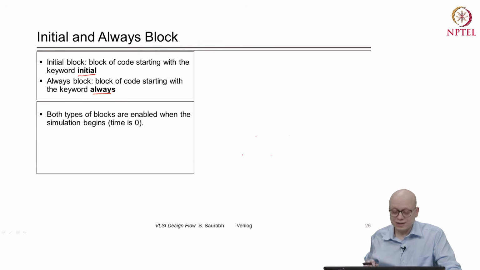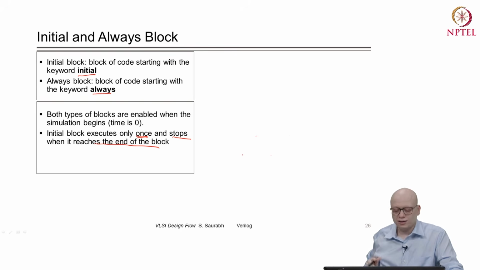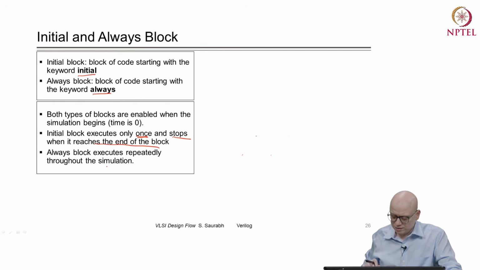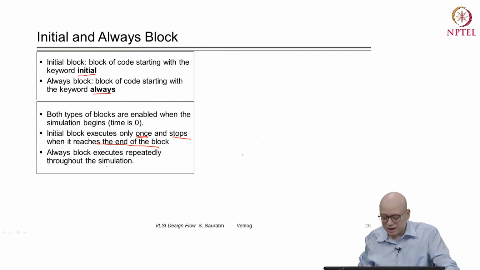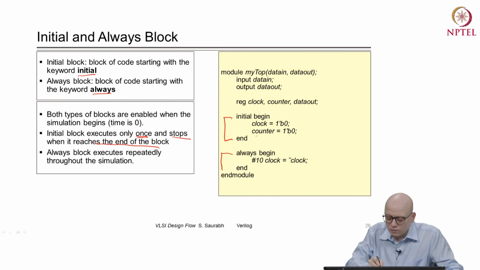But what differentiates them? The initial block executes only once and stops when it reaches the end of the block, and the always block executes repeatedly throughout the simulation. So, this is the main difference between the initial block and the always block. Let us take an example. Here I am showing an initial block and this is an always block.